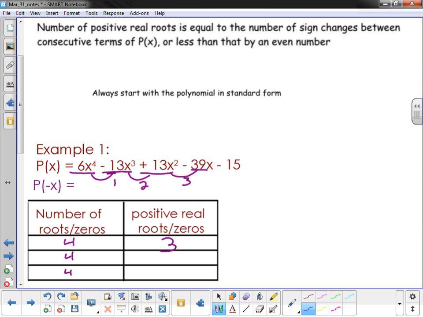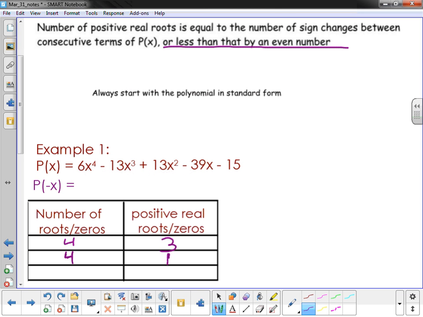So I would have a possibility of 3 positive real roots. But notice, or less than that number by an even number. So 3, if I go down by 2, that would be 1. So I could have 3 or 1 positive real roots for this particular problem. The question is, which would I have? I don't know, not until I started checking them.